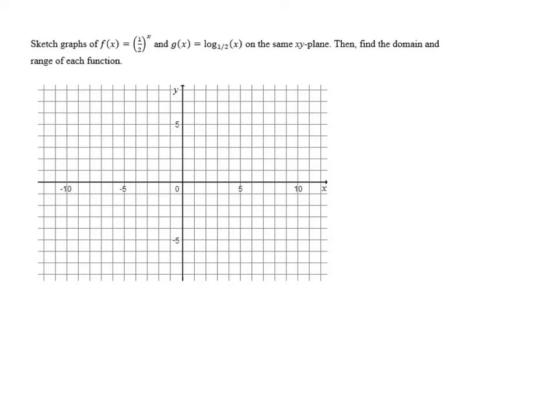Sketch graphs of f of x equals 1/2 to the x and g of x equals log base 1/2 of x on the same xy plane. Then find the domain and range of each function.